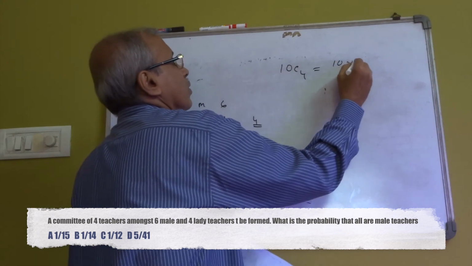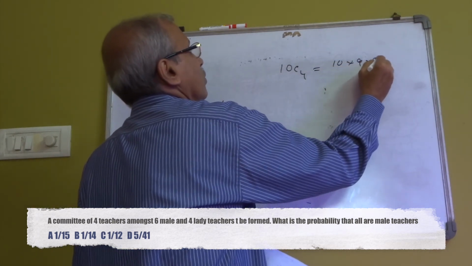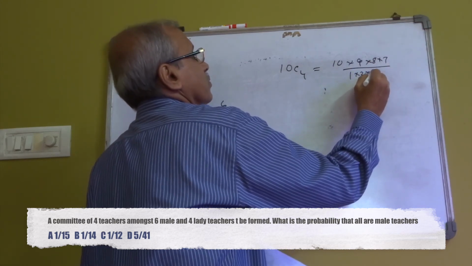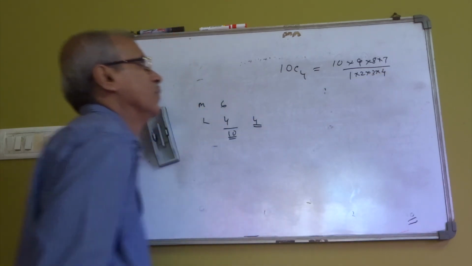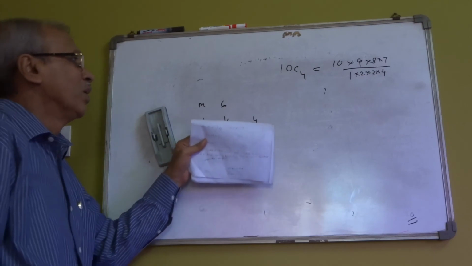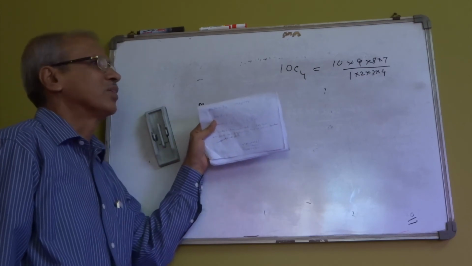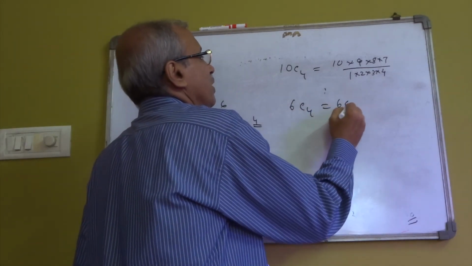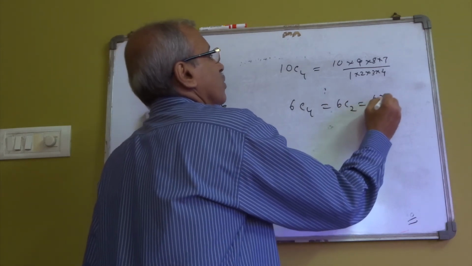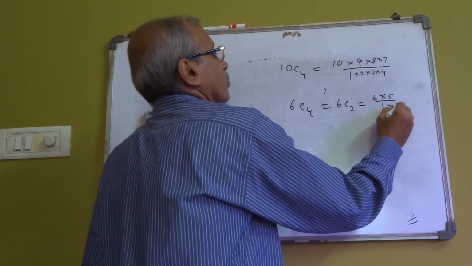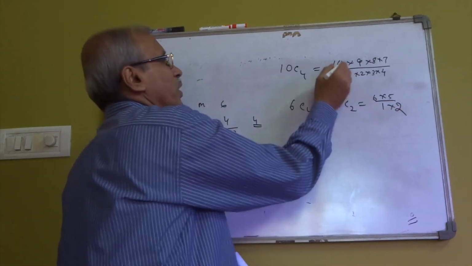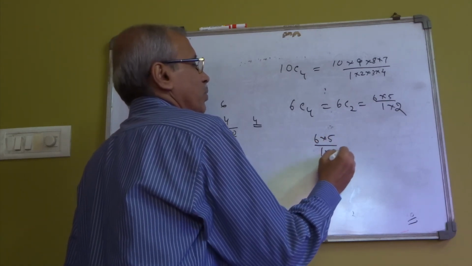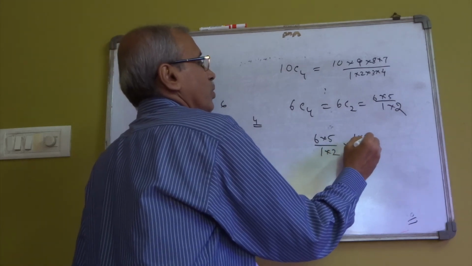10 into 9 into 8 into 7. I told you only 4 terms. Now what is the other condition? All the 4 should be male. Male are 6. So it is 6C4. Now I told you this we can write as 6C2, 6 into 5 over 1 into 2. Now this divided by this is the probability. 6 into 5 divided by 1 into 2, over 10 into 9 into 8 into 7 divided by 1 into 2 into 3 into 4.